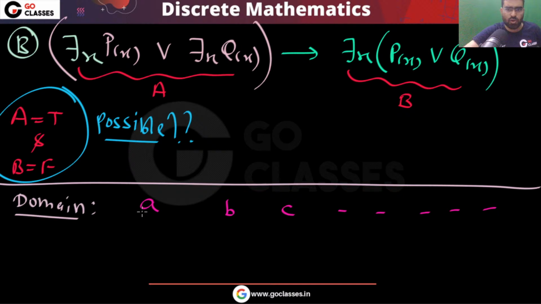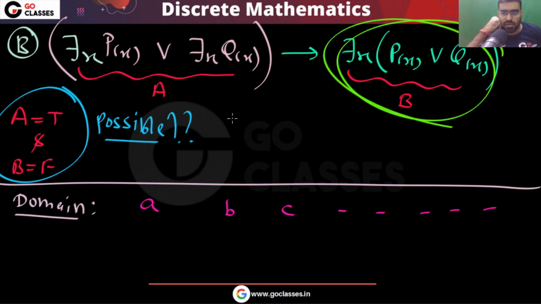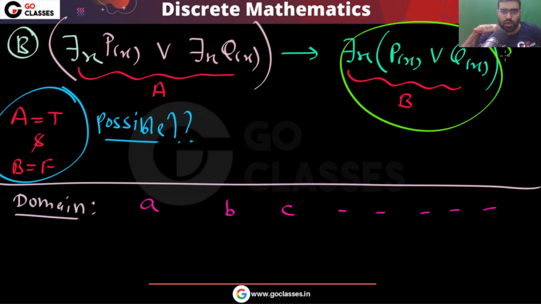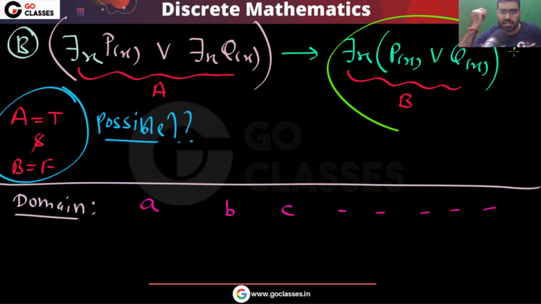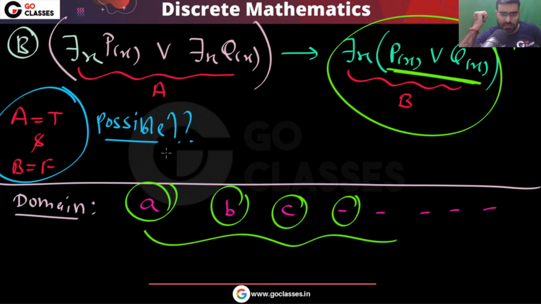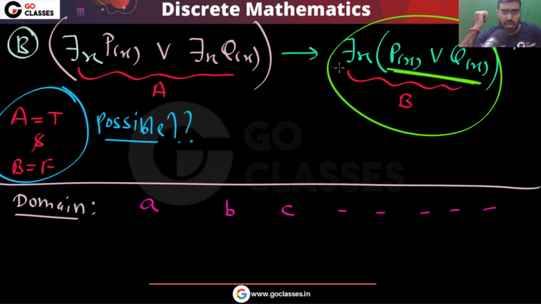First of all, you tell me how to make B false. This is the B. Look at B, only look at B. How to make it false? This is an existential quantifier. If you want to make it false, then for everyone this must be false. For everyone, P or Q must be false. P or Q is false means P is false and Q is false.